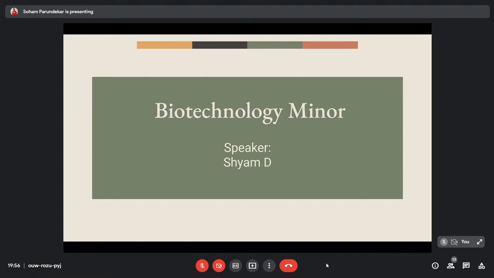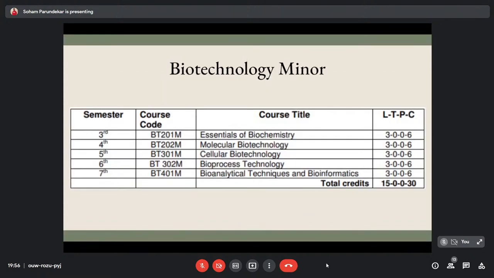Like every other minor, the bio minor also has five courses. The first course is Essentials of Biochemistry, which was taught by Ranjan Tamil, and was online. The second course was Molecular Biotechnology, taught by Grace Jagannath. The third was Cellular Biotechnology, then comes Bioprocess Technology, and finally Bioanalytical Techniques and Bioinformatics.